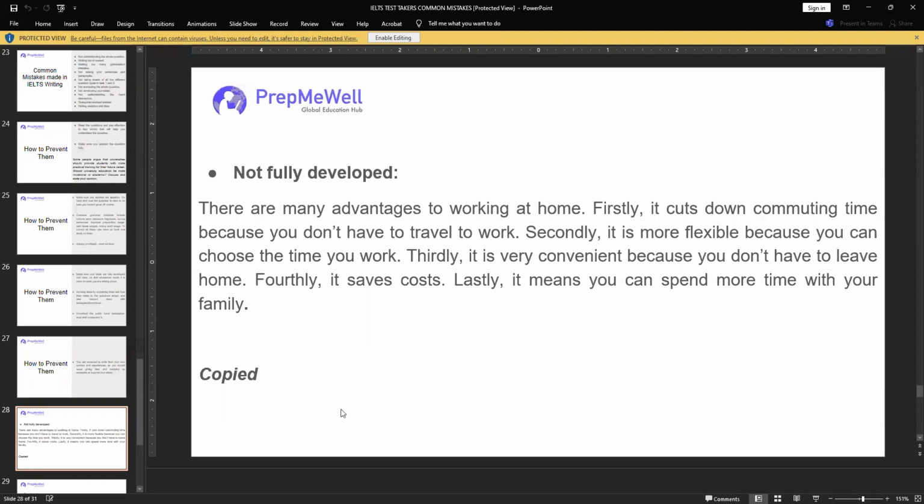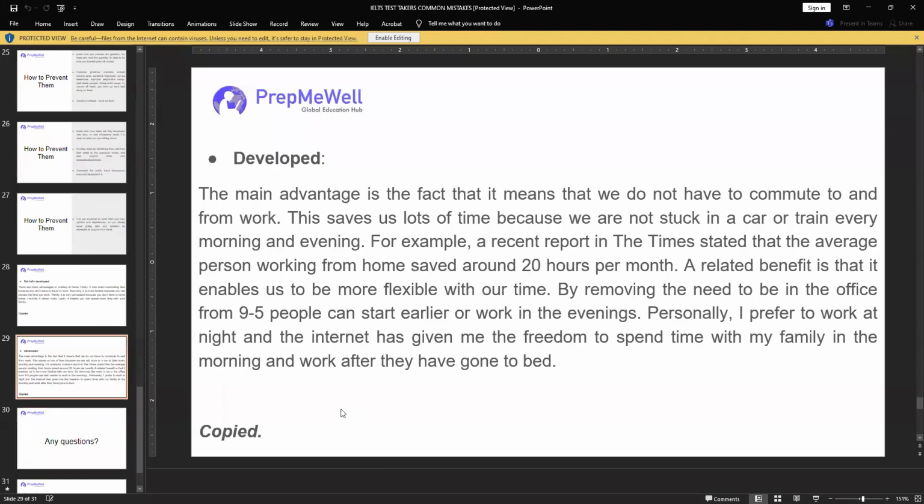Right now, I have 5 points here in just one paragraph. There's no explanation here. Right? But let me show us another one. The main advantage is the fact that it means that we do not have to commute to and from work. This saves us lots of time because we are not stuck in a car or train every morning and evening.